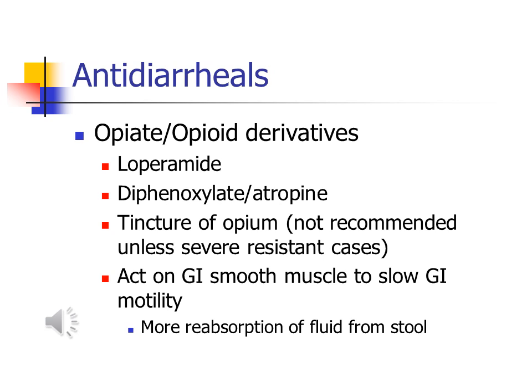Tincture of opium used to be more widely used as an antidiarrheal, but it's not recommended anymore unless there's severe resistant cases. How these agents all work is they act on the GI smooth muscle to slow motility. And so a slower motility time or a slower stool transit time allows for more reabsorption of fluid from the stool back into the gut. So it's leading to a more formed solid stool.